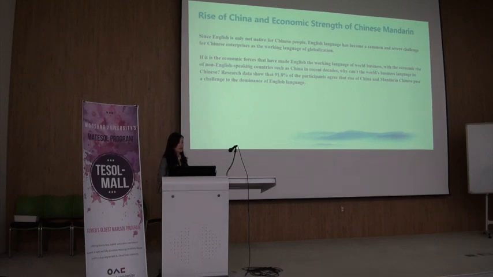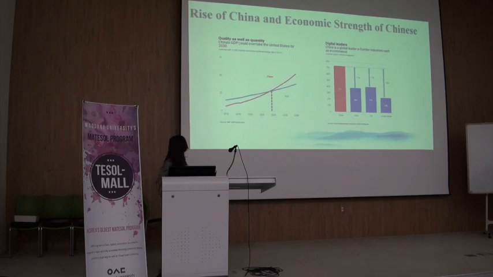The rise of China and the economic strength of Chinese Mandarin, I will show with data. This is from the International Monetary Fund. You can see the red line represents China in GDP. And by 2030, it's going to overtake the United States, which is the blue line, in total GDP capacity.